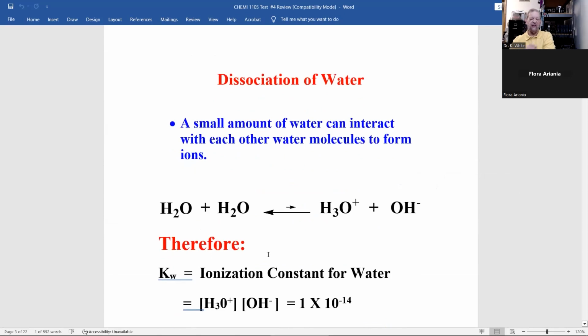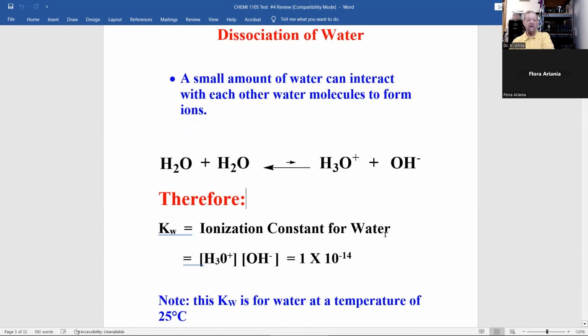Now, I won't ask a specific question in terms of the dissociation of water, but you should be familiar that water can react with itself. That's what this shows here. And it's an equilibrium, means it can go both ways. I like the special effects. Don't answer that question. And it can form a small amount of H3O+, the hydronium ion, and OH-, the hydroxide ion.